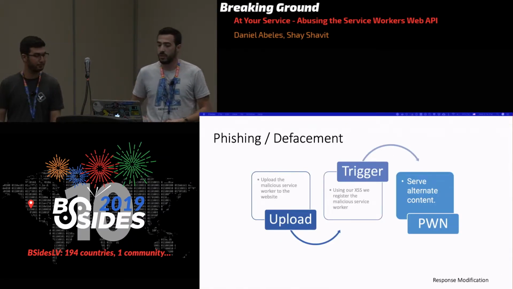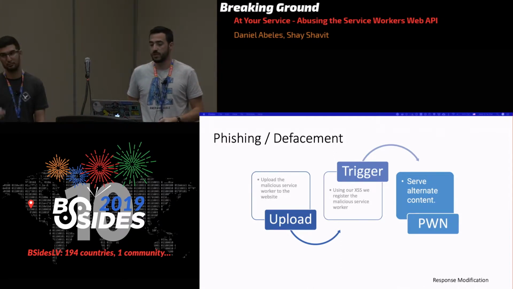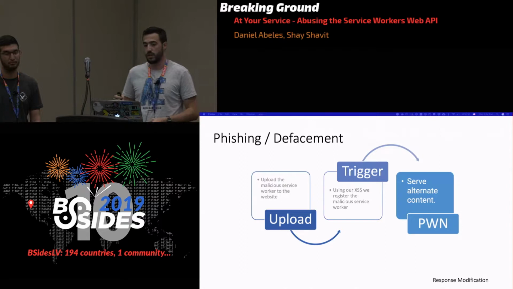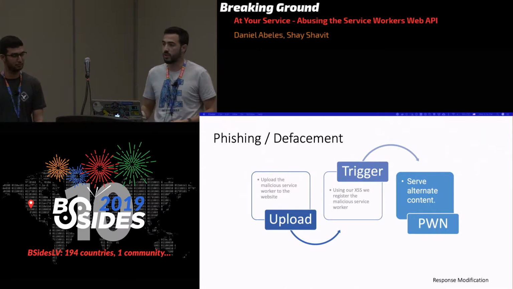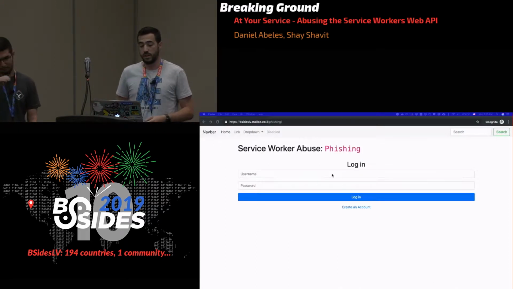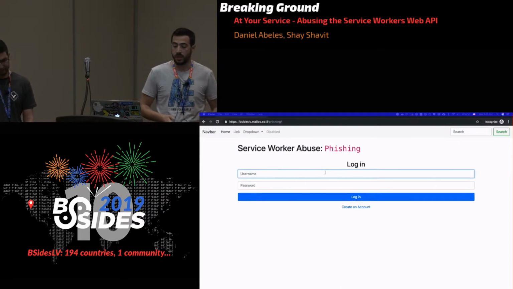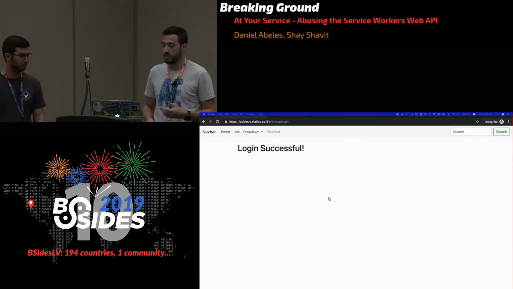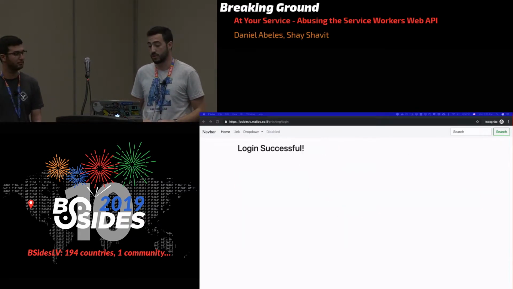The third one refers to phishing or defacement. Again, on that third step, instead of serving or denying that resource or injecting our code, we can just serve alternate content. In this scenario, in this application, we have a login page. We put our credentials and we submit the form, and you can see it successfully works.